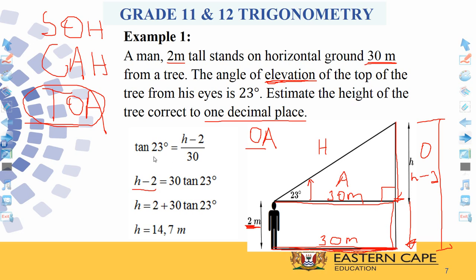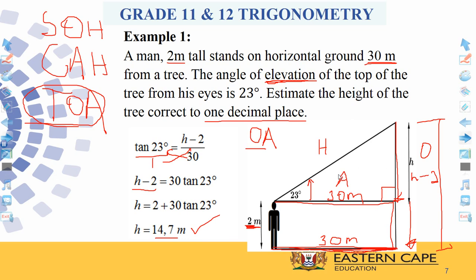So h minus 2, you take this one is over 1 obviously, then you take that 30 over to that side, and then that one multiplies that one, and then you will have h minus 2 is equal to 30 tan 23 degrees, and then you make h the subject of the formula rather. So h is 2 plus 30 tan 23 degrees, which is 14.7. Remember, you were asked to round to 1 decimal digit, so it is going to be 14.7 meters. That is now the height of that particular tree.